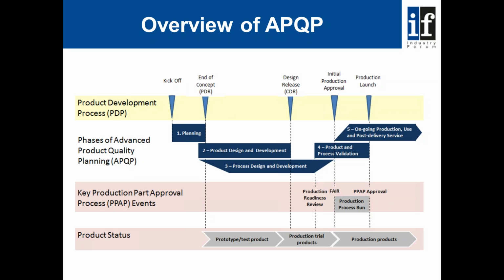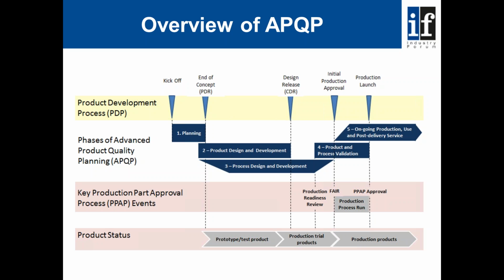Looking at an overview of the aerospace APQP standard, we can see that it has five phases, and these phases are mirrors of what was in the automotive version. So we have the planning stage, which leads into product design and development, followed by process design and development, and then we get to the first acid test of the process, which is product and process validation, where we actually validate the design that we've created and the manufacturing process to manufacture the products. Normally at this stage we get formal customer part approval, and then finally APQP moves to the fifth stage, which is the ongoing production, use and post-delivery service of the products.